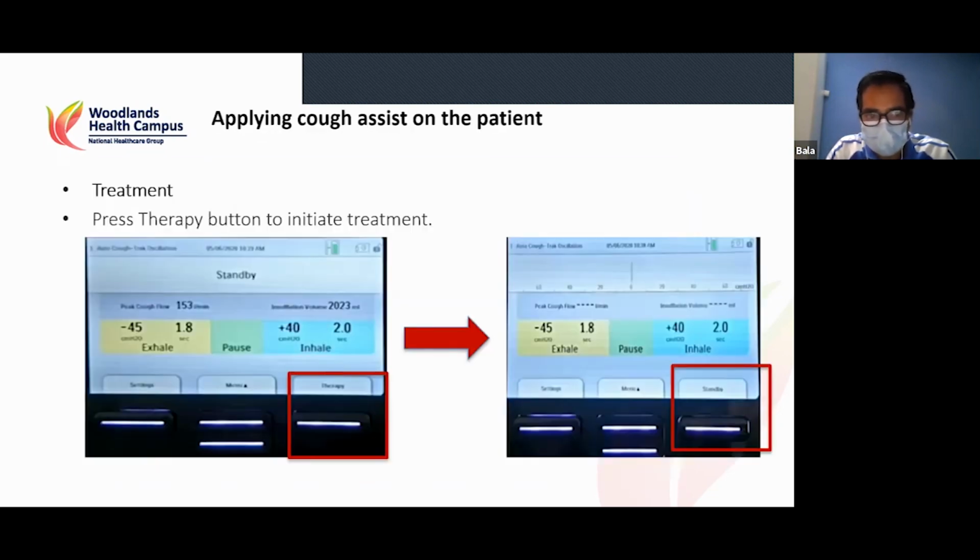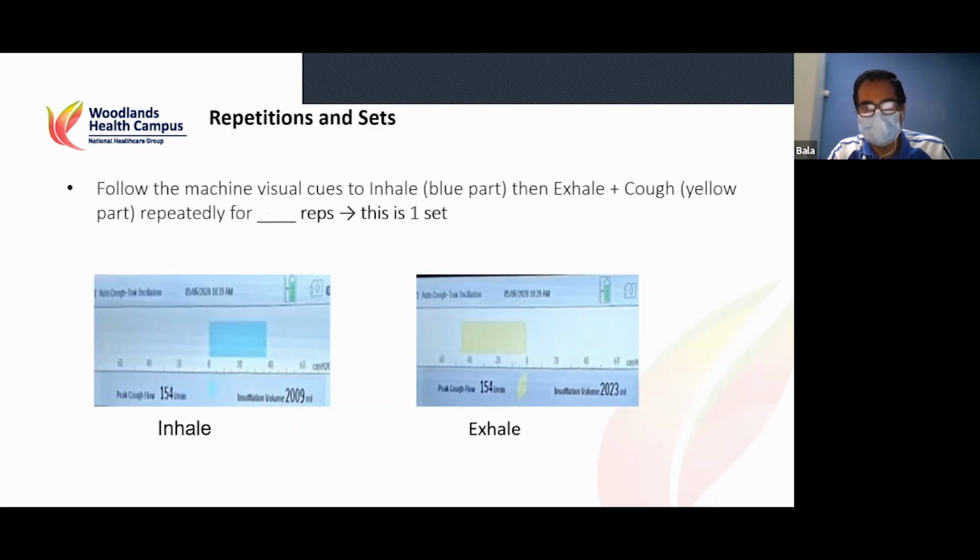The next step, if you have set already and you want to start therapy, is you just press this and the machine will start. Standby means the machine is not working. Once you press therapy, it changes from standby, and the machine is already working. This is how you know whether the machine is working or not, whether the patient is triggering the machine or not. If the patient triggers, it will start to inhale. The blue is the inhale, and the yellow is the exhale. One rep is completing this blue and yellow. Then one set can be 5 reps or 3 reps based on the patient's tolerance. So that's how you calculate.